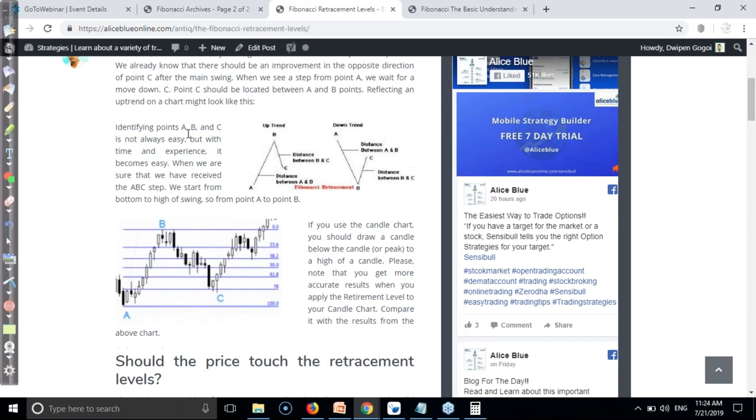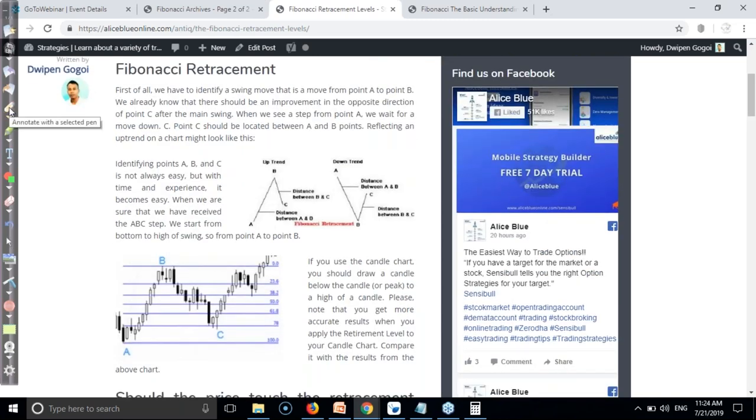Here you can see a retracement like that. Here you can see this is A point and this is B point in an uptrend. Remember, in an uptrend, right? And now you can see this is C point, a retracement, and the retracement is the distance between B and C, right? So this is A and this is B. So now price is pushing down, right?